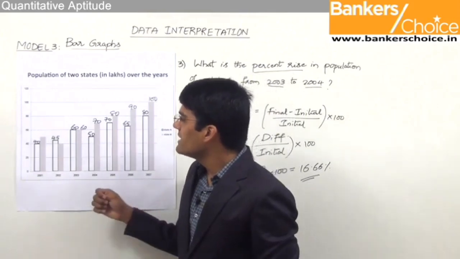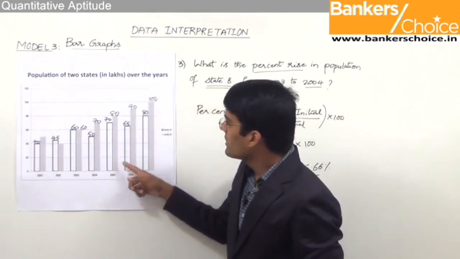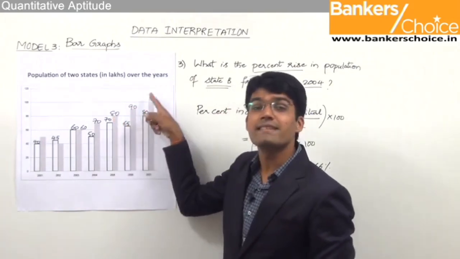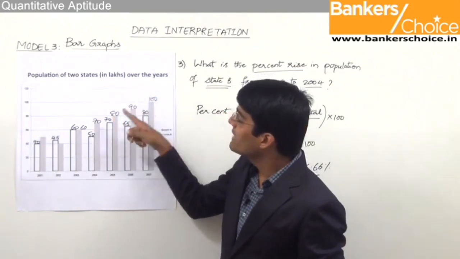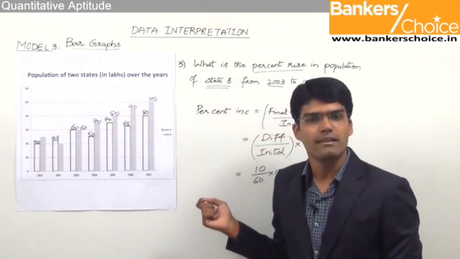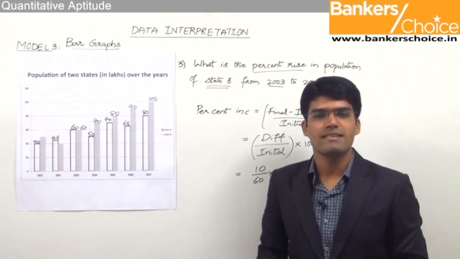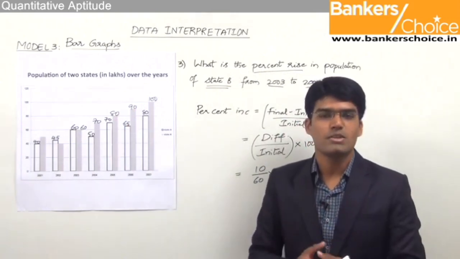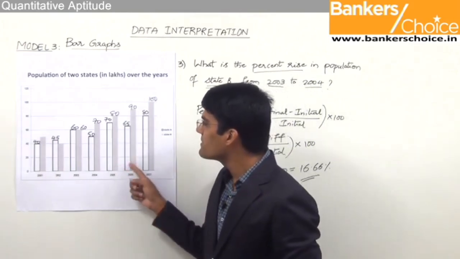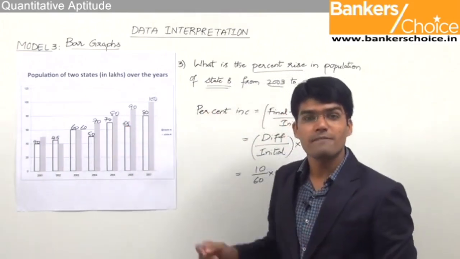Let's say what is the increase in population of state B from 2005 to 2006. Now in 2005 population is 80, in 2006 it is 90. So increase is 10 lakhs. So 10 by initial value, 10 by initial value here is 80 lakhs. So 10 by 80 into 100. 10 by 80 is nothing but 1 by 8, and from the fractions to percentages conversion we know that 1 by 8 is 12.5%. So without writing anything on paper, simply by observing the length of the bars, we can say that it has increased by 12.5%.